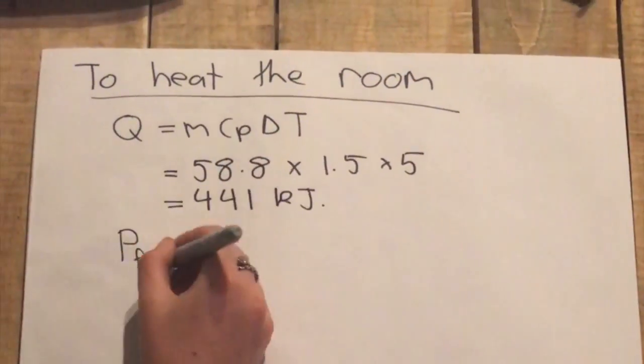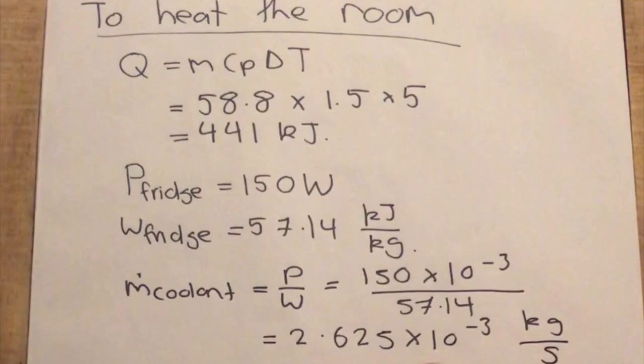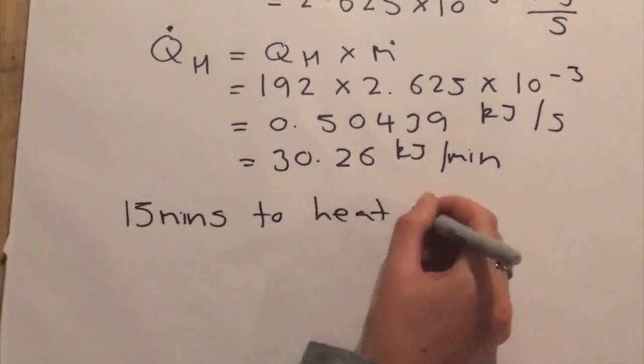The energy required to heat the room was determined as 441 kilojoules. The fridge was assumed to be working at its maximum power rating of 150 watts. Work of the fridge equals the irreversible work found for the compressor. These were used to find the mass flow rate of the coolant and hence the flow rate of the heat to the room from the fridge.